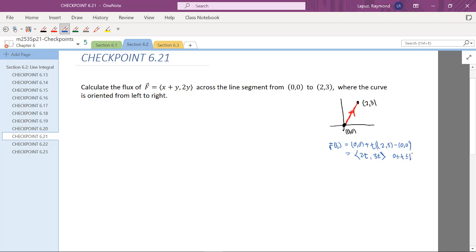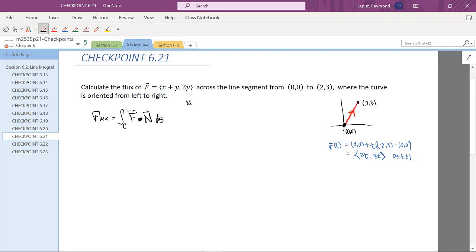All right, now that we have that information, let's figure out how to do the flux. And the flux has this formula where it's going to be the vector field dotted with the unit normal vector, ds. Now, that is probably not an easy working definition to deal with. And so what we want to do is rewrite or revise a few things.